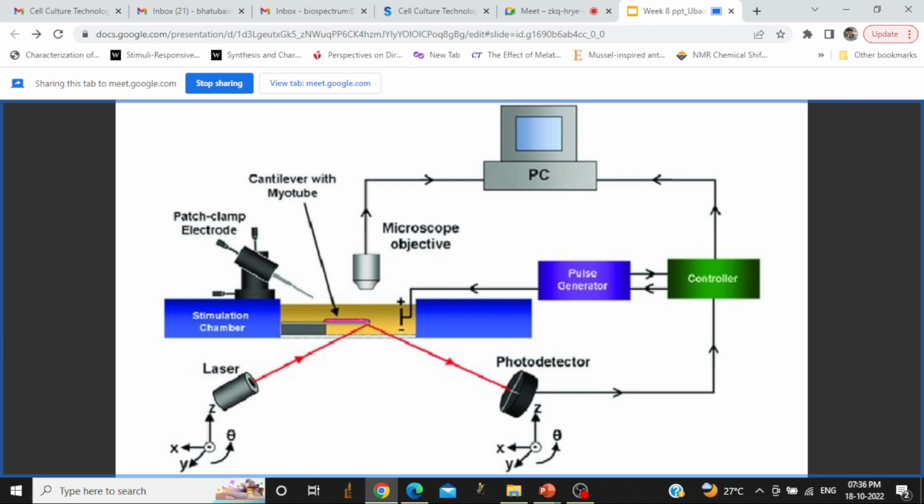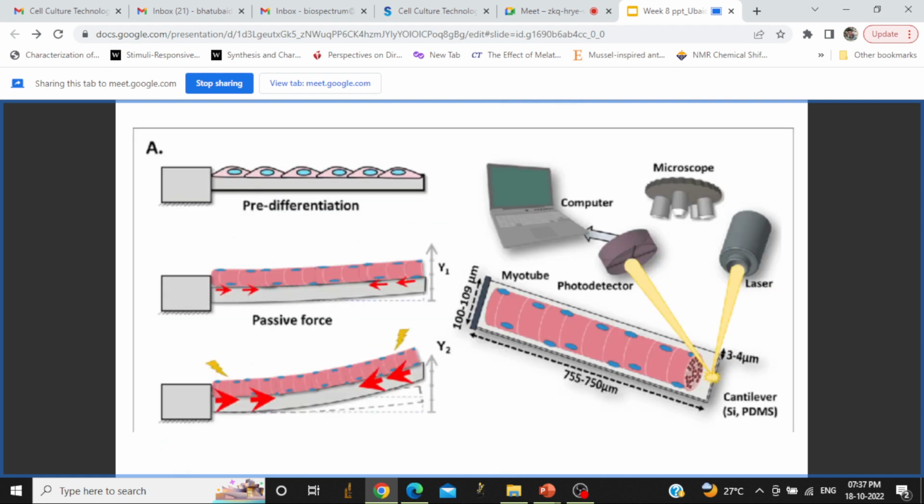And if some drug treatment needs to be given, the drugs are injected here in situ, and the effect of that drug on the contraction should also be detected. Here I have explained the same thing: when these myotubes are seeded or cultured on this cantilever, the contraction studies are done. When these cells contract, this cantilever deflects, and the laser light is falling on it and the detector is detecting the laser light, so due to the deflection, the contraction can be measured using the photo detector. How much it is deflecting can be measured.